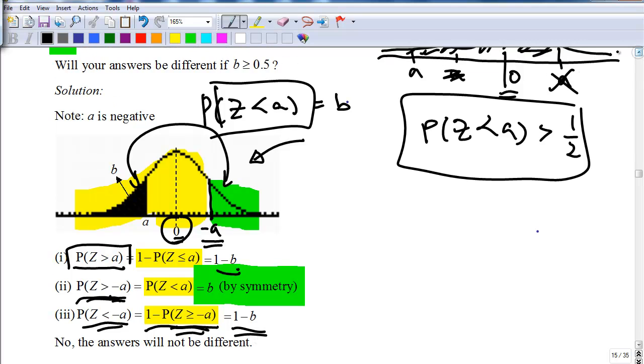In the last part of the question, the question asks you whether the answers that you have here will be different if b is bigger than or equal to 0.5. Now the answer is that they will be different. Can you try this on your own?